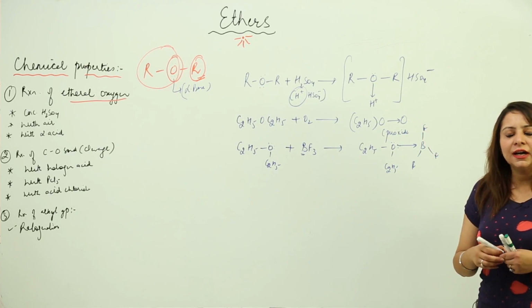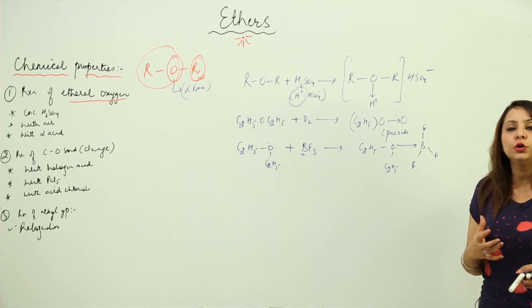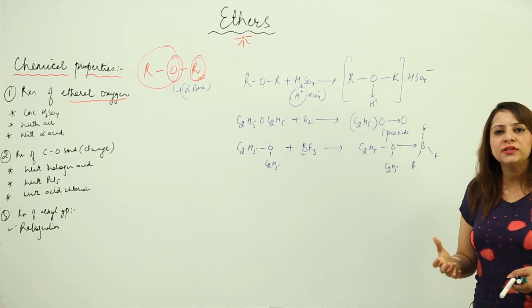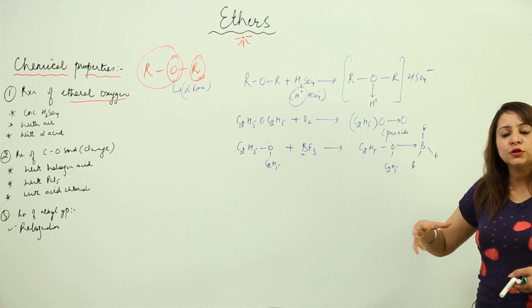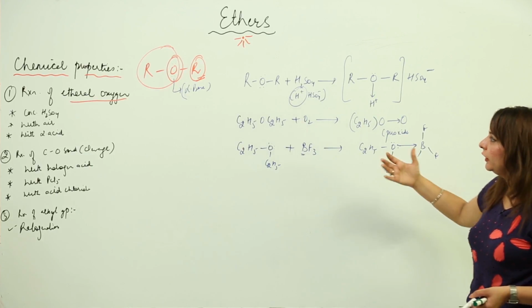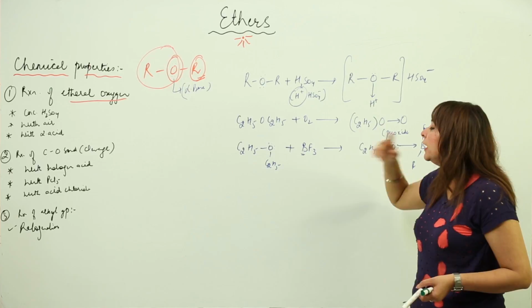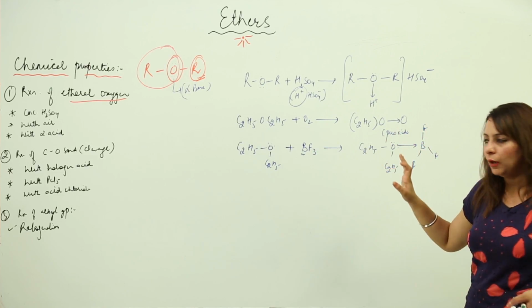So there are reactions of the ethereal oxygen because it possesses the lone pair, so it can act as a Lewis base, and it can combine with Lewis acids, that means compounds which are in need of electrons, and form a coordinate bond. I have shown you three reactions: with concentrated sulfuric acid, with oxygen it forms peroxide, and with BF3 it also forms a compound.